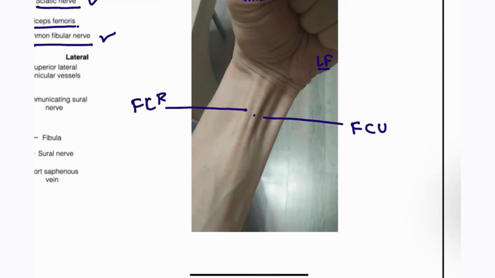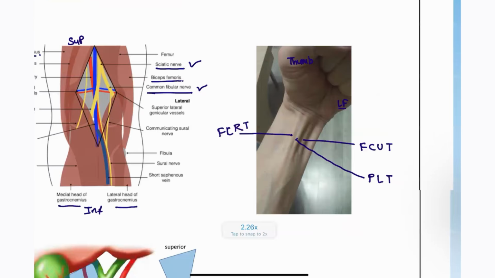Flexor carpi radialis, that is present, and this middle one is the palmaris longus. Okay, this belongs to the palmaris longus tendon. Okay, this is the flexor carpi ulnaris tendon. This is the flexor carpi radialis tendon, and this is the palmaris longus tendon. Okay, right. Next, moving on to another picture.